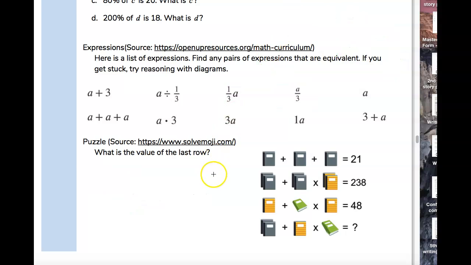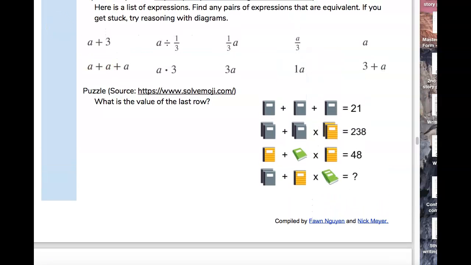All right, it says, what is the value of the last row? Okay, let's take a look at this. All right, so we're going to have to figure out what each of these is equal to. Okay, so let's see. There's 3. This has to be a certain number. 3 of this particular number equals 21. So let's think of our multiplication facts. 3 times what is 21? Right, 7. All right, so we know that the gray notebook is 7, 7, 7, right?